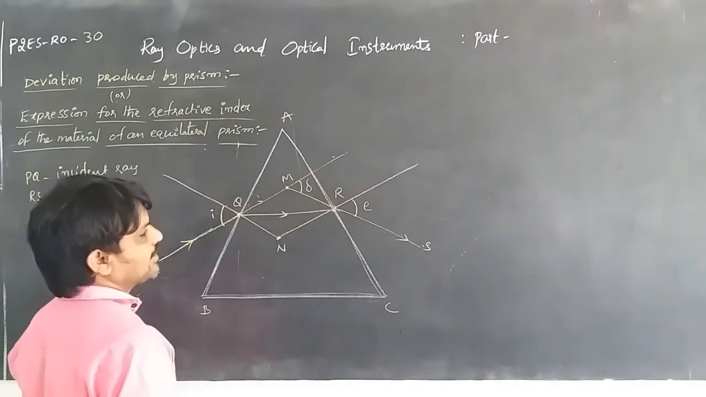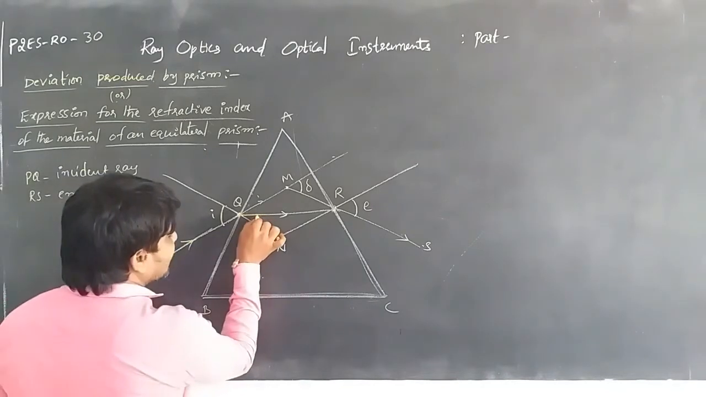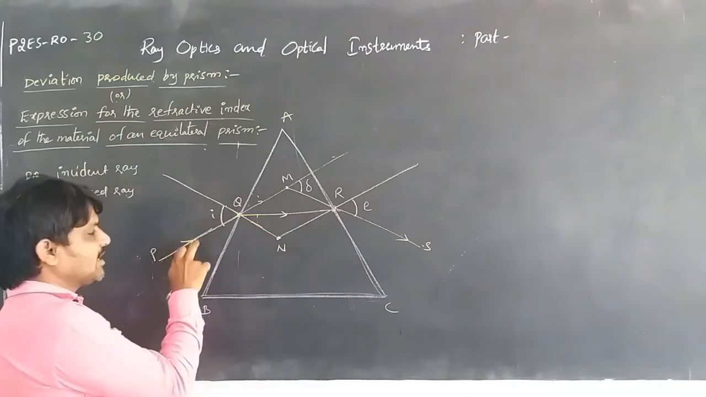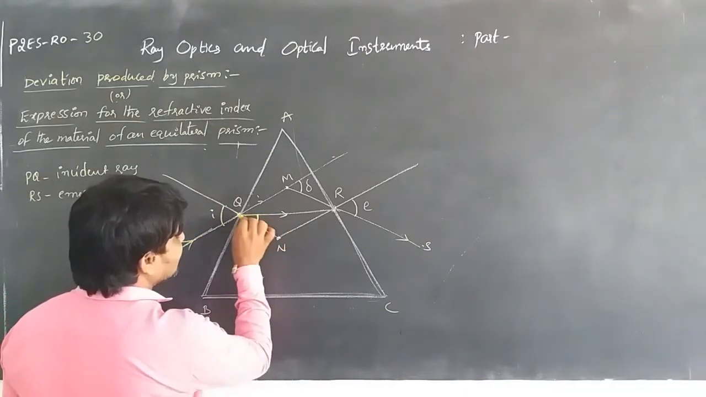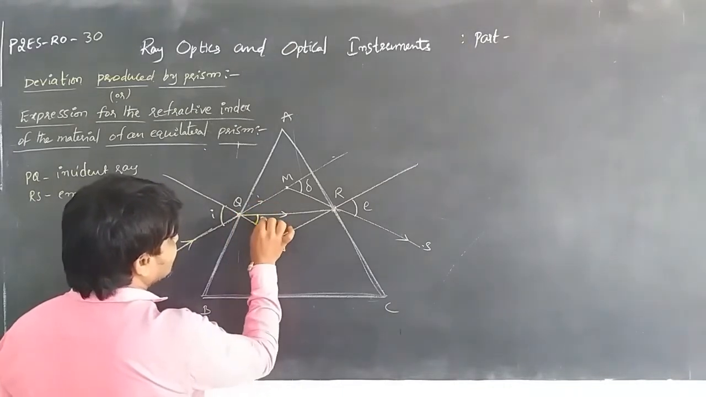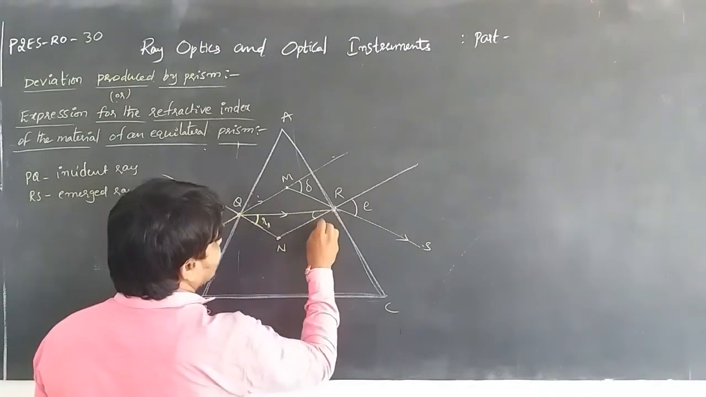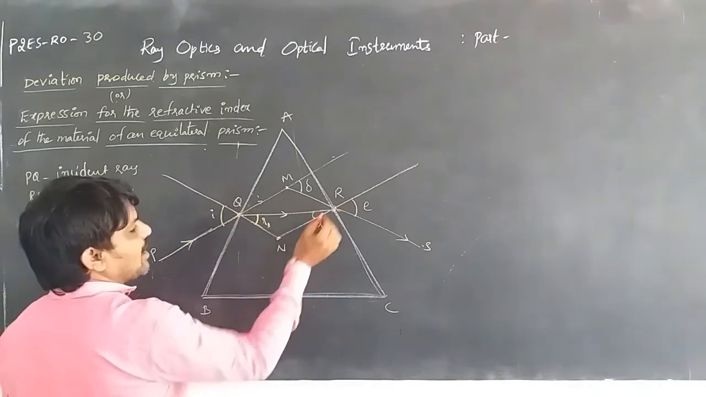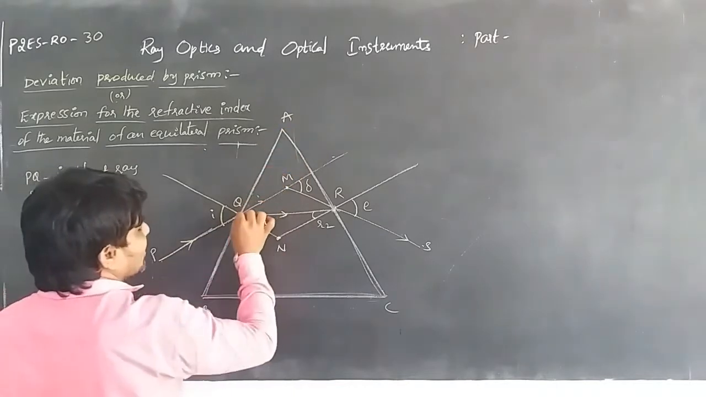Considering point M, this is the normal. Whenever light moves from a rarer medium to a denser medium, the light ray bends towards the normal. That is why the angle of refraction in this direction is R1, and here it is R2. The angles Q and R are both right angles in the quadrilateral AQNR.